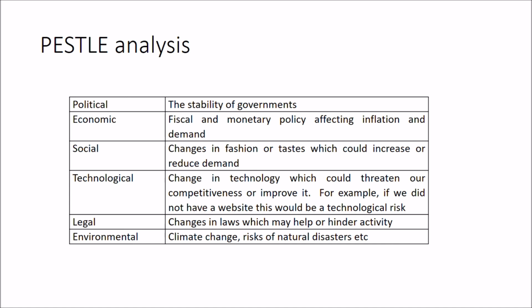At level 3, you're probably going to have to write something out. Like, you'll be given an example of a company, and you're going to say, right, well, give us an economic risk, give us a social risk, and give us an environmental risk. Whatever. So political is about governments and how stable they are.